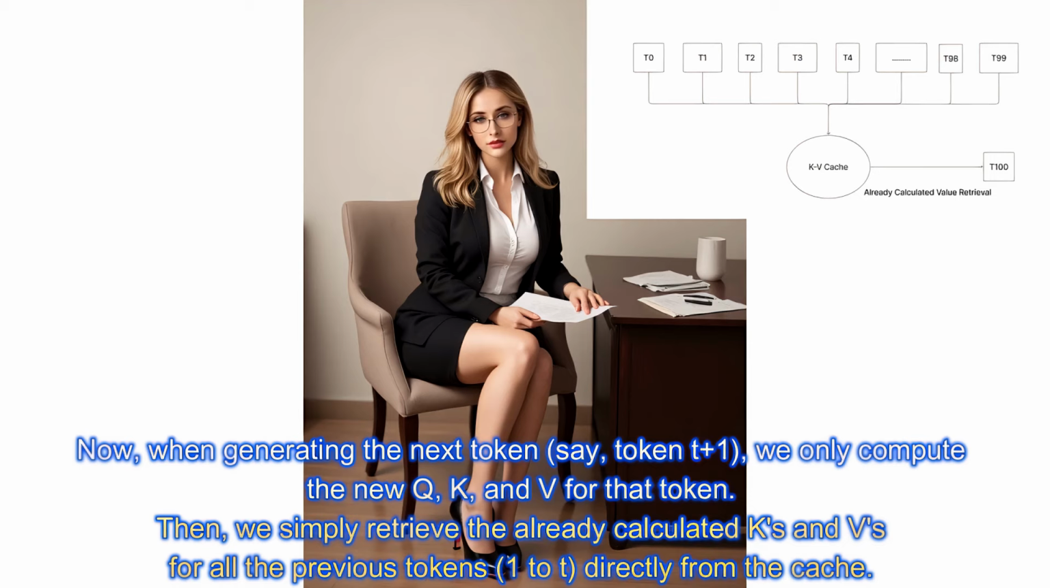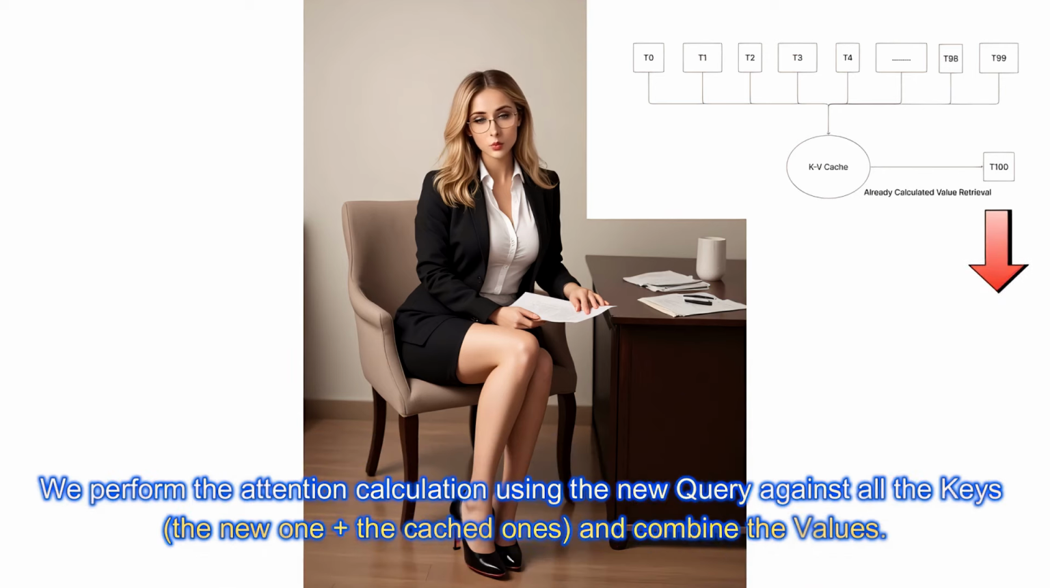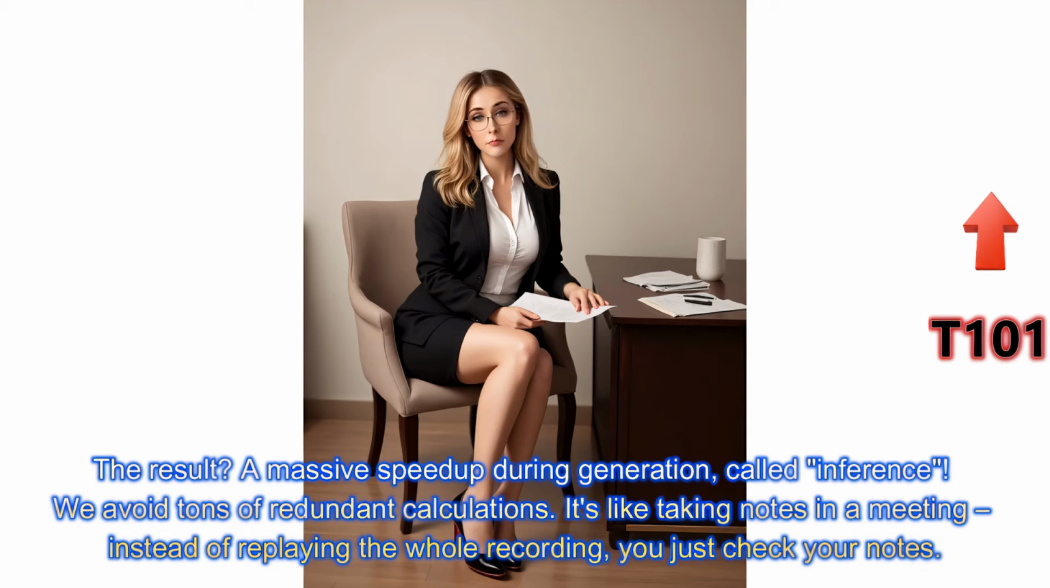Then, we simply retrieve the already calculated Ks and Vs for all the previous tokens, 1 to T, directly from the cache. We perform the attention calculation using the new query against all the keys, the new one plus the cached ones, and combine the values. The result? A massive speed-up during generation called inference. We avoid tons of redundant calculations. It's like taking notes in a meeting. Instead of replaying the whole recording, you just check your notes.